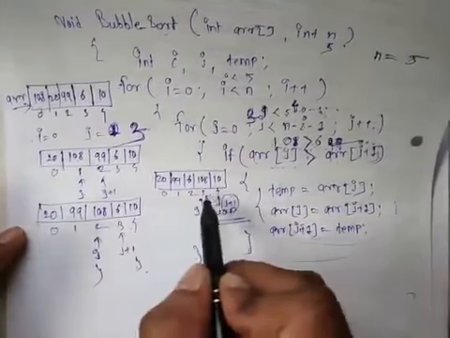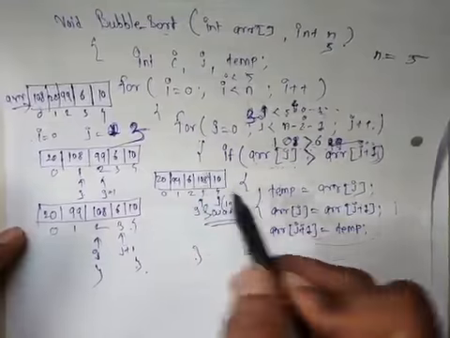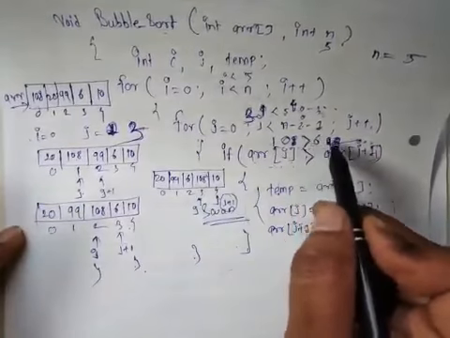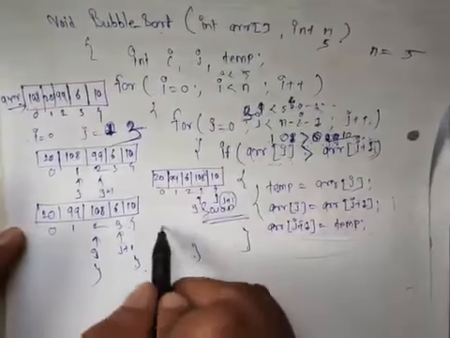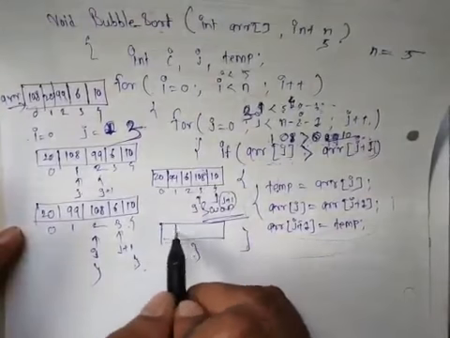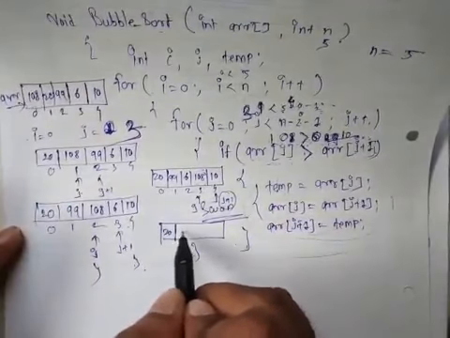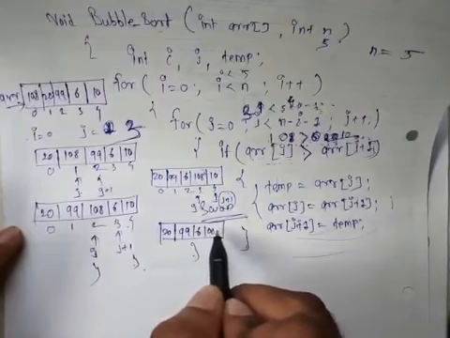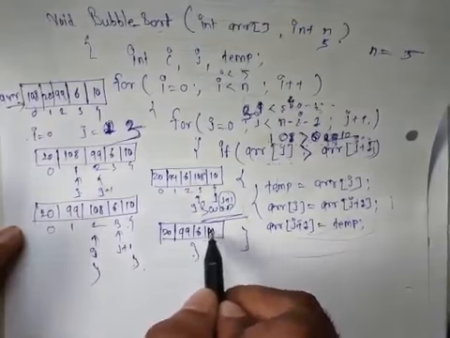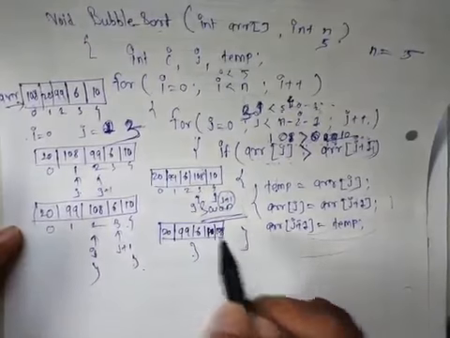Now at the j position, what is that? 108 is greater than 10. It is greater than 10, condition satisfied. It will swap the position. Now your updated array is what? 20, 99, 6, 10, and this is 108.